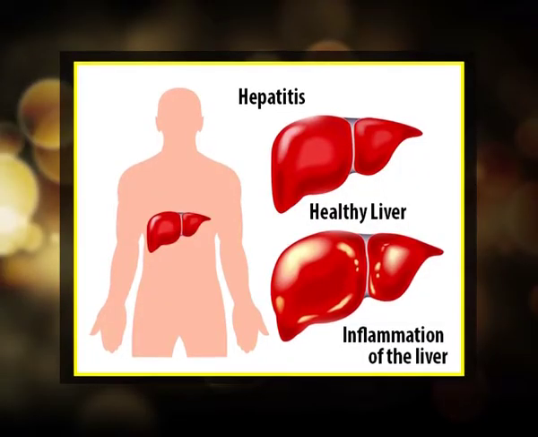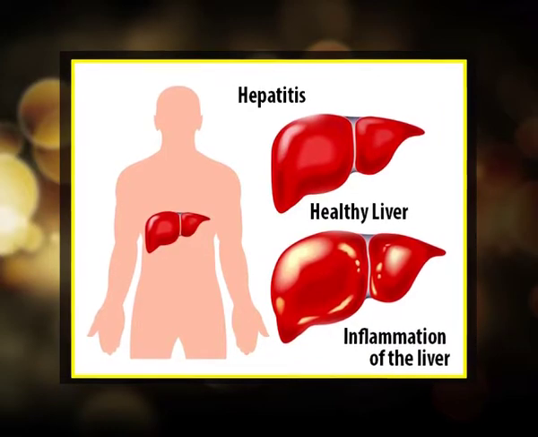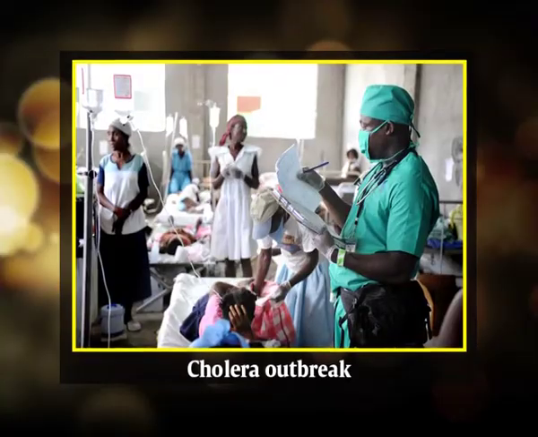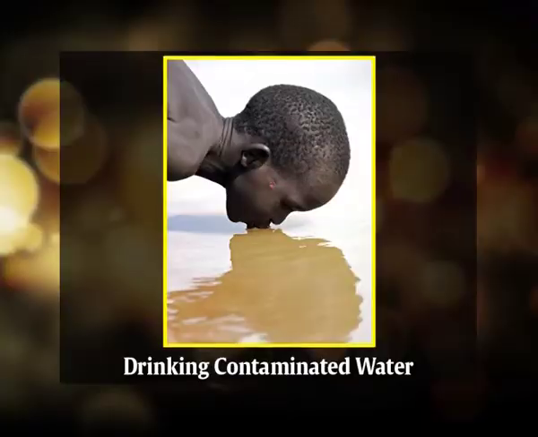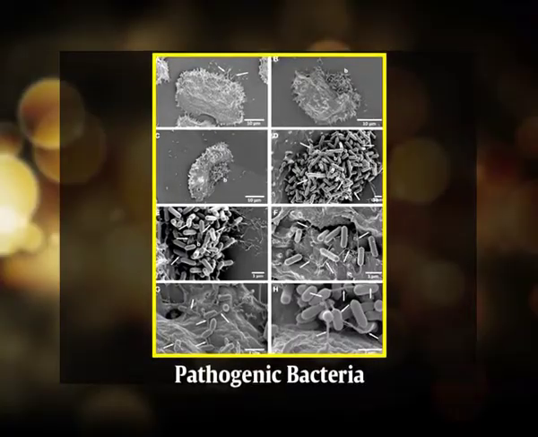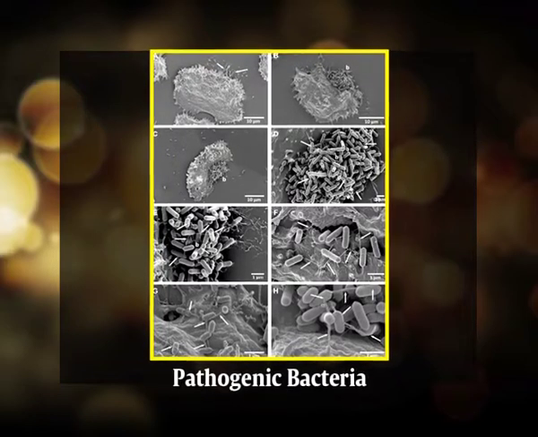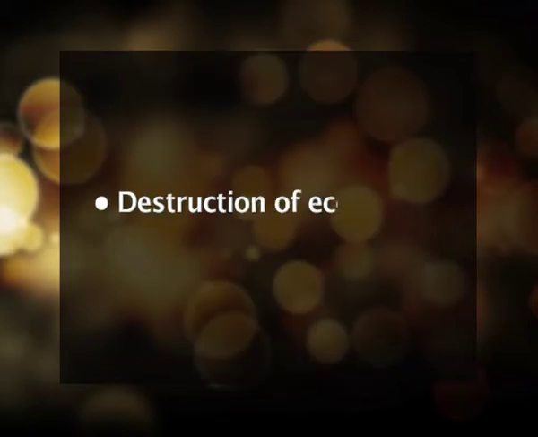People can get diseases such as hepatitis by eating seafood that has been poisoned. In many poor nations, there is always an outbreak of cholera and other diseases as a result of poor drinking water treatment from contaminated waters. Although the vast majority of bacteria are harmless or beneficial, a few pathogenic bacteria can cause infectious diseases. Destruction of ecosystems. Ecosystems can be severely changed or destroyed by water pollution.